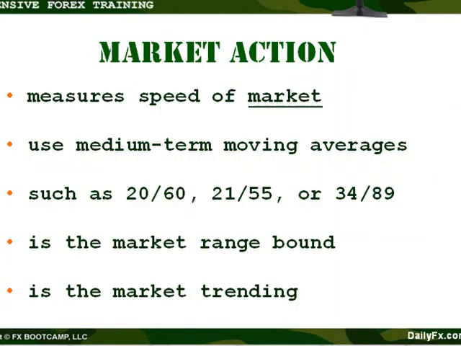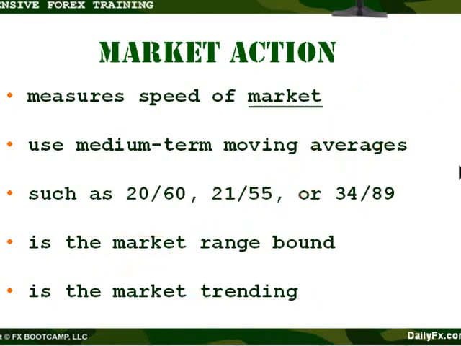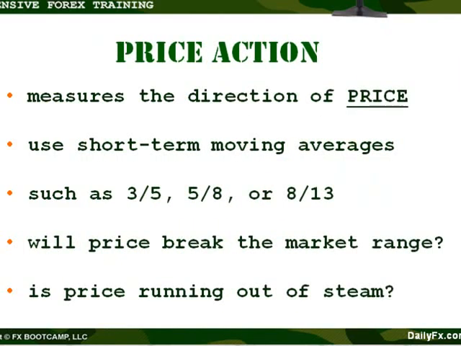Now if the market is trending, so you have, let's say, a good cross like this, and you have good angle and separation to the upside, then you want to get on that trend and ride it as far as you can. And price action, again, is the measure of price. Short-term moving averages, I like the 5/8, you can use 3/5, 8/13, whatever.